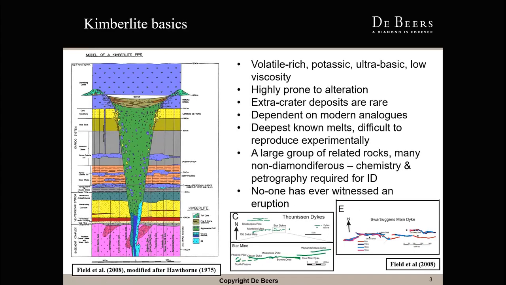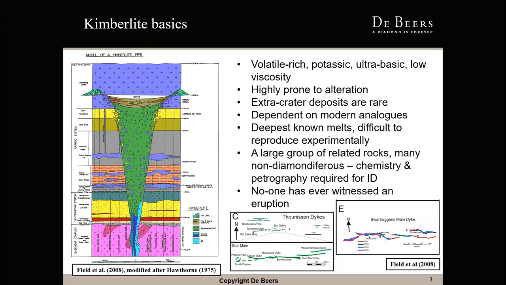So in terms of basics, a kimberlite really is a fairly volatile-rich, so CO2-rich, potassic, and an ultrabasic rock, and it is characterized by a pretty low viscosity in general. So low silica obviously equals low viscosity. Being ultramafic, it's highly prone to alteration. And of course, partly as a result of that, extra-crater deposits such as lavas, etc., are rare. They do exist. We'll look at some examples, but they're generally rare.